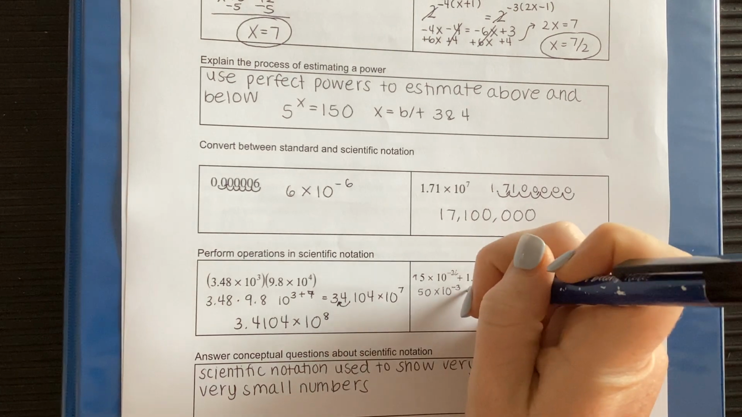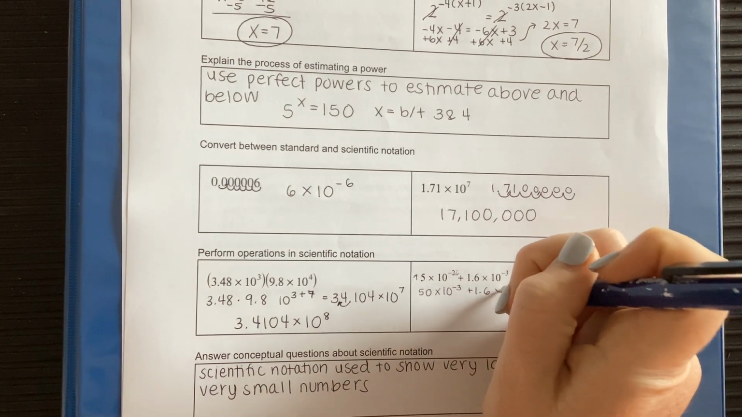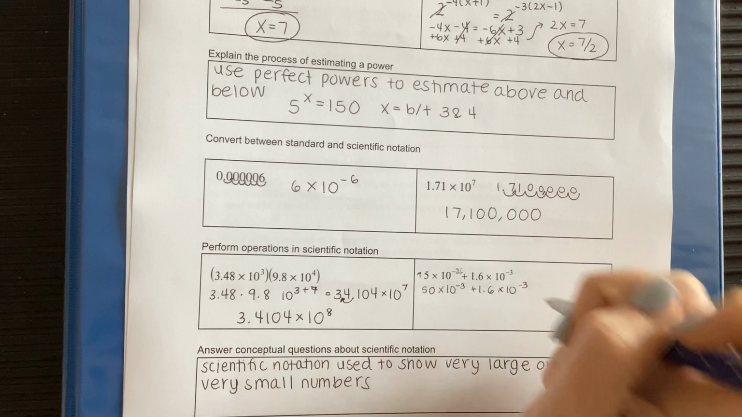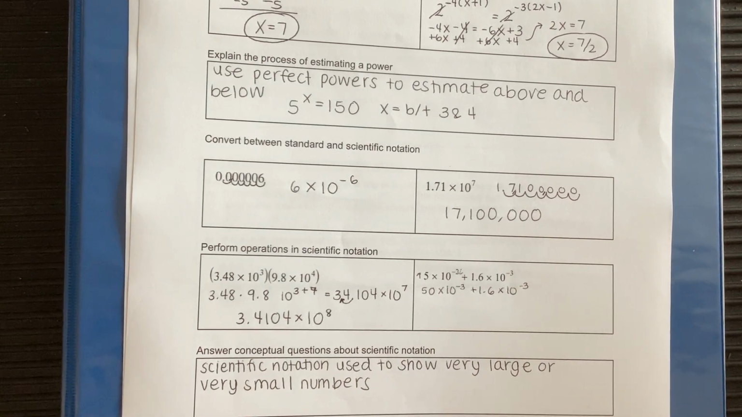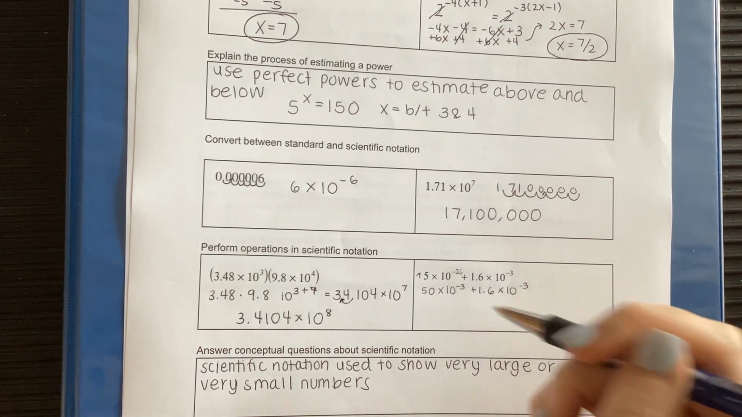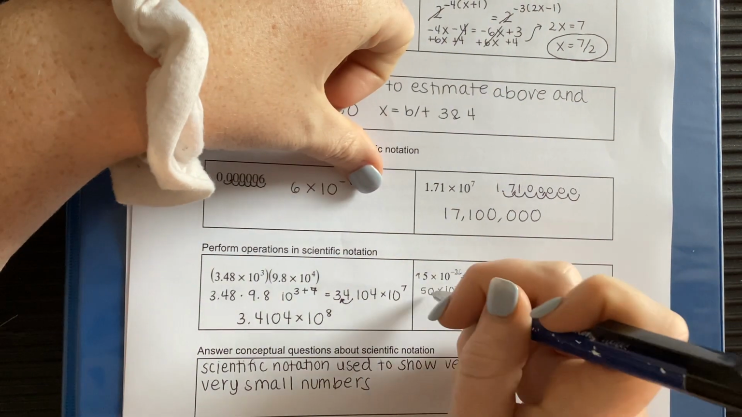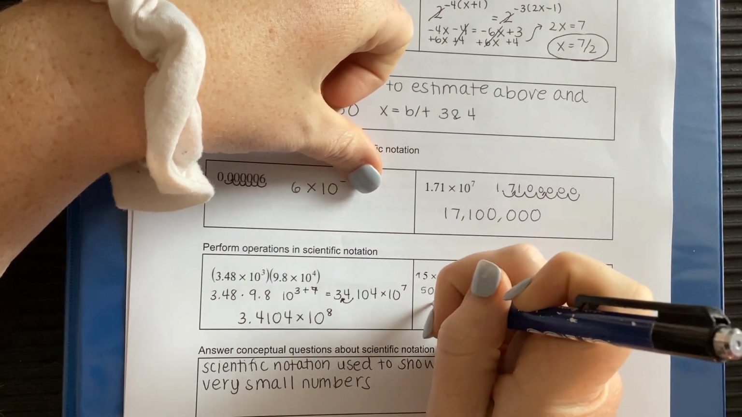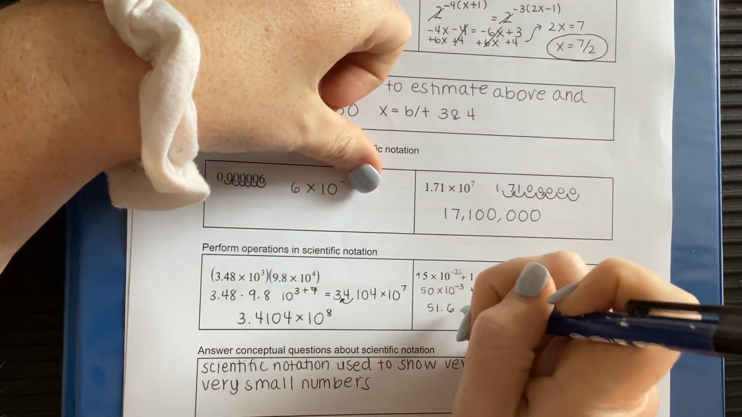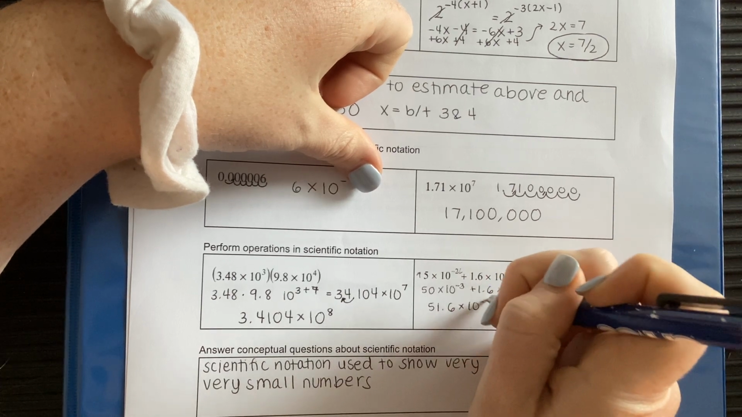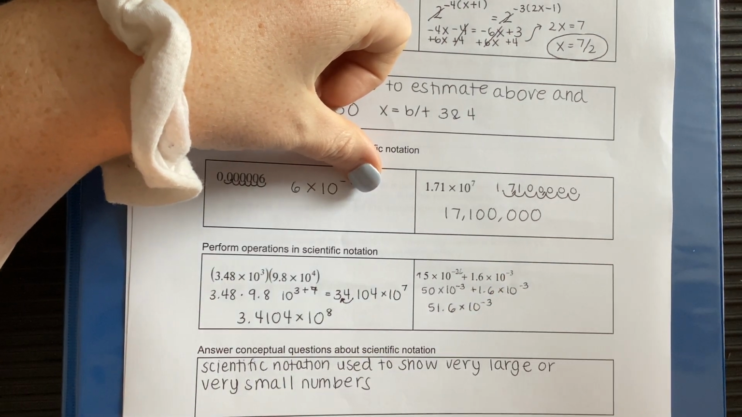All right, plus 1.6 times 10 to the -3. Now that they have the same exponent, now you can add them together. 50 plus 1.6 is 51.6, and then you're going to keep your exponent.